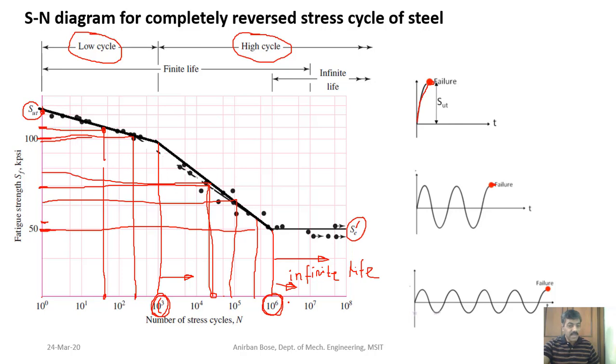So in that case, what is the strength? The strength is basically the endurance limit. So for more than a million cycles, meaning infinite life, the strength is the endurance limit. For finite life of high cycle fatigue, corresponding to the number of cycles for which we are going to design, you find out the fatigue strength. So this is the guideline to find either the fatigue strength or the endurance limit, depending upon the application in different regions.